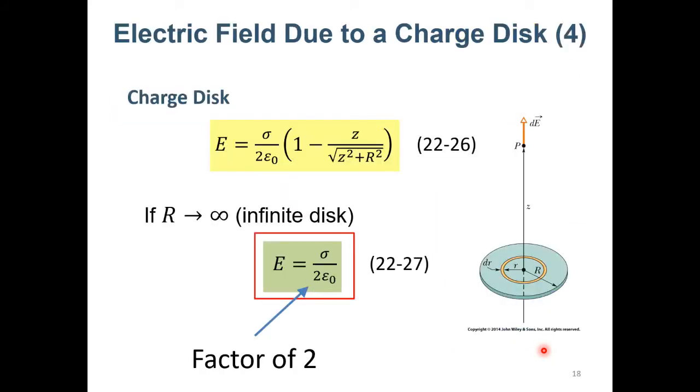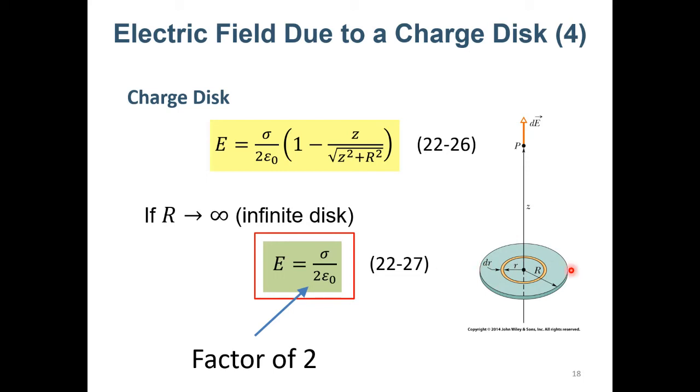If you can still remember, in chapter 22 we learned the electric field due to a charged disk. As long as R is infinity, the E field would be something like this. And there is a factor of 2 here, because in this case, this disk is infinitely thin.